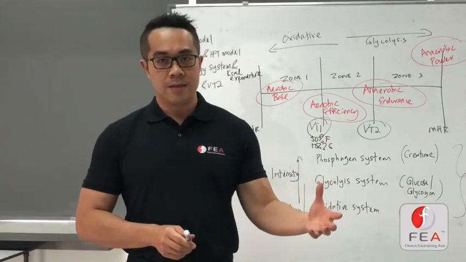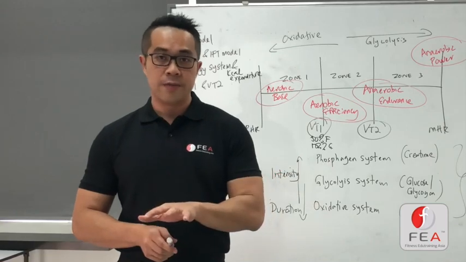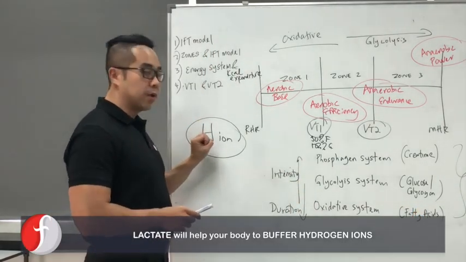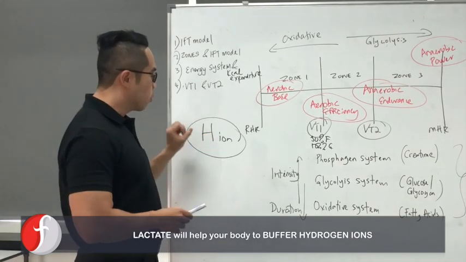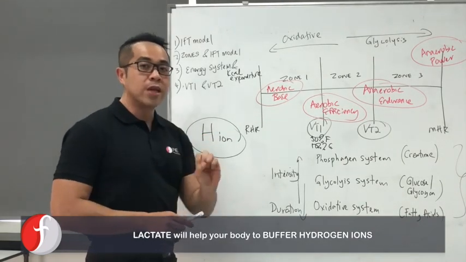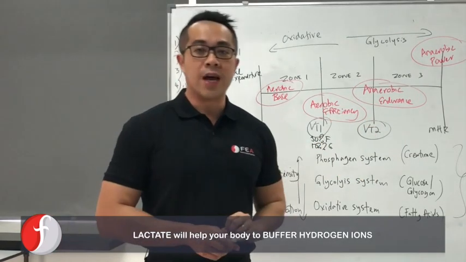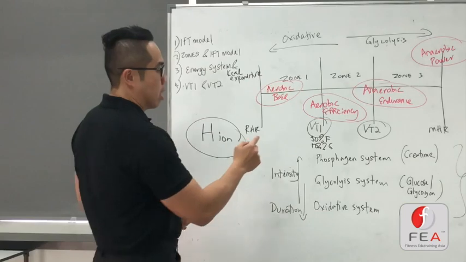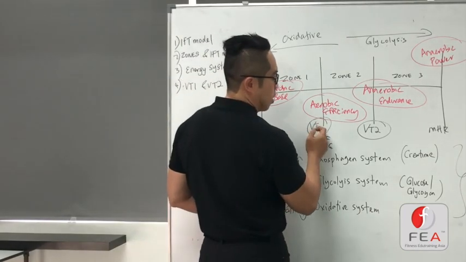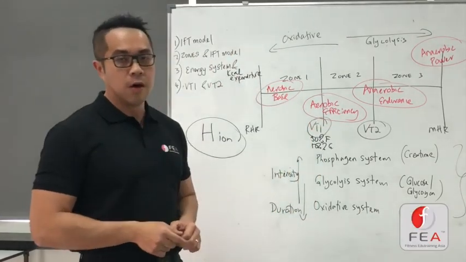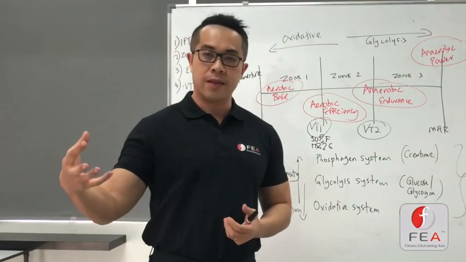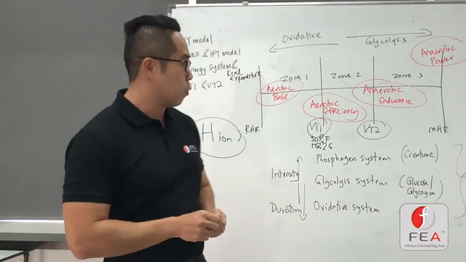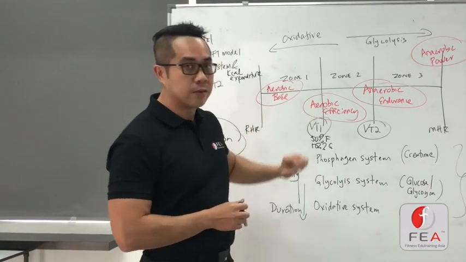Once your body produces more and more hydrogen ions, your body will produce lactate. Lactate is your savior. What lactate does is buffer hydrogen ions. Lactate will grab hydrogen ions and bring them to be oxidized. So lactate is a good thing. VT1 is the first rise of lactic acid. It means lactate has already taken hydrogen ions. So VT1, we call it the first rise of lactic acid.